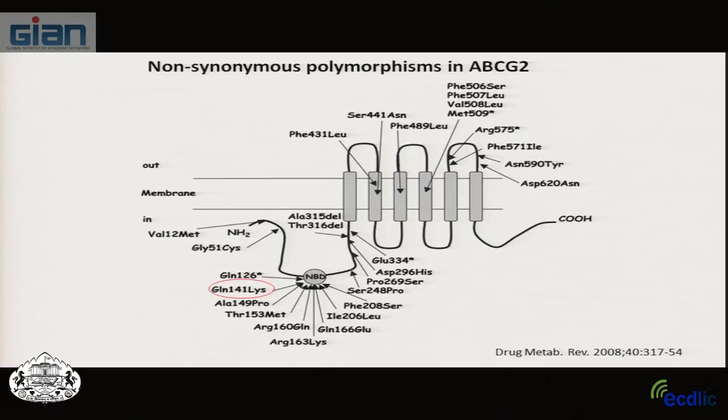This is again showing you the 2D model of ABCG2 and non-synonymous polymorphic changes. You can see how many polymorphic changes have been reported so far for ABCG2. But the most studied is this glutamine to lysine at 141, which is in NBD1, or ATP binding site 1. In this case there is only one binding site because the protein's functional unit is a dimer. So when you have this mutation in a dimer, you are going to have two mutant species, because that's how it is, okay?